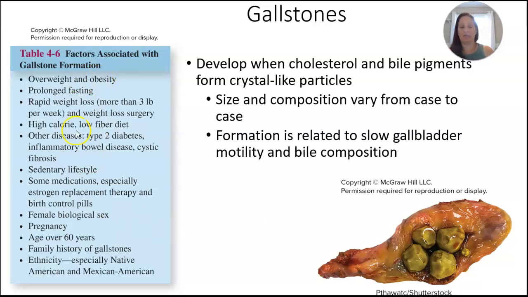Why do you get gallstones? There's many different reasons. Sometimes just from being overweight and obese, sometimes from prolonged fasting, rapid weight loss, a diet that's high in calories and low in fiber. Other diseases are associated with higher risk of gallstones, like type 2 diabetes, IBD, cystic fibrosis, having a sedentary lifestyle, some medications, especially some hormone replacement therapies and birth control. Females tend to get gallstones more, pregnancy, people over the age of 60, having a family history of gallstones, and then there are certain ethnicities that are more prone.